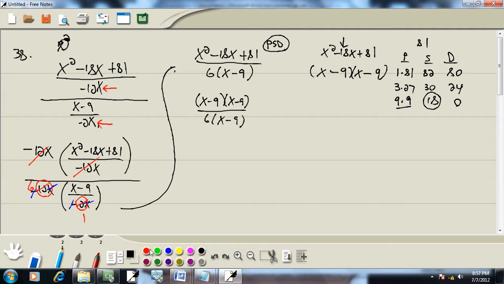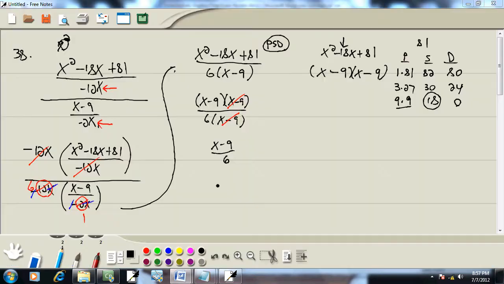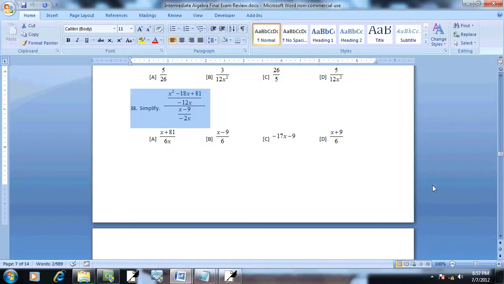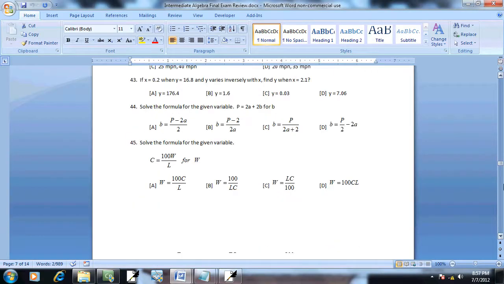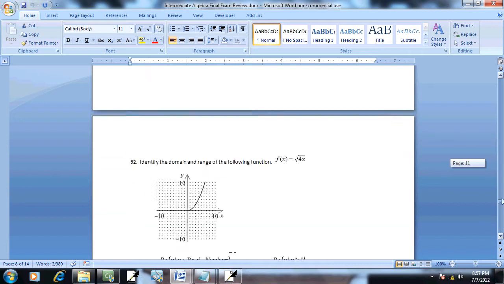Cancel if possible. Well, notice here I have an x minus 9, here I have an x minus 9, so those are going to cancel. And we end up with x minus 9 over 6. X minus 9 over 6 looks like a B as in Bill. So let's go verify that. 38B. And that checks.